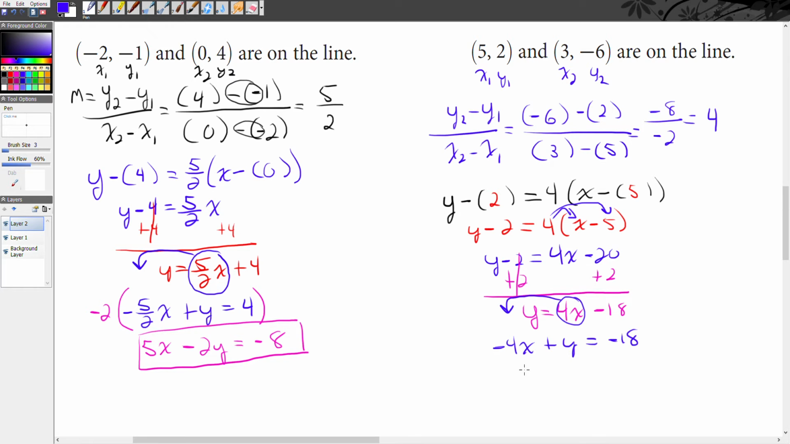And again, I do not want my a value to be negative, so I'm going to multiply the entire equation by negative 1, which changes the sign for everything. So negative 4x becomes positive 4x, positive y becomes negative y, and negative 18 becomes positive 18. And this is my linear equation in standard form. All right, 2 more examples.